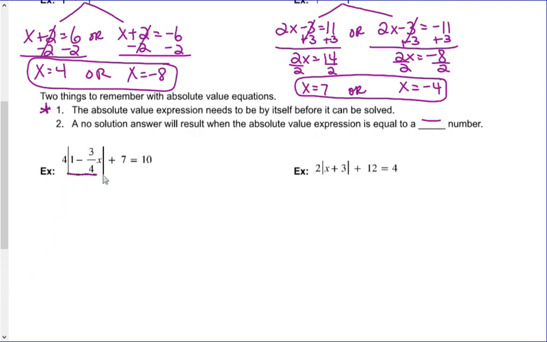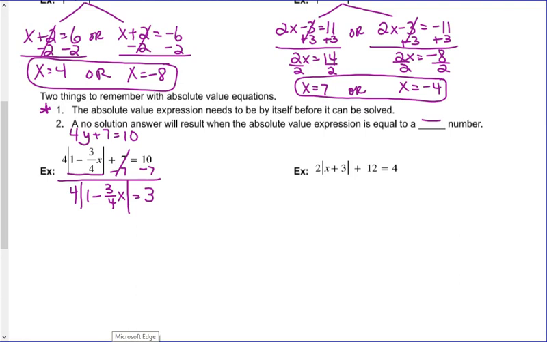If I want to get this all by itself, this is just like if I had 4y plus 7 equals 10. How would I get y by itself? Well, I have to get rid of that 7 first. So over here, I'm going to subtract 7 from both sides. I'm left with 4 times that absolute value of 3/4 x is equal to 10 minus 7, which is 3.